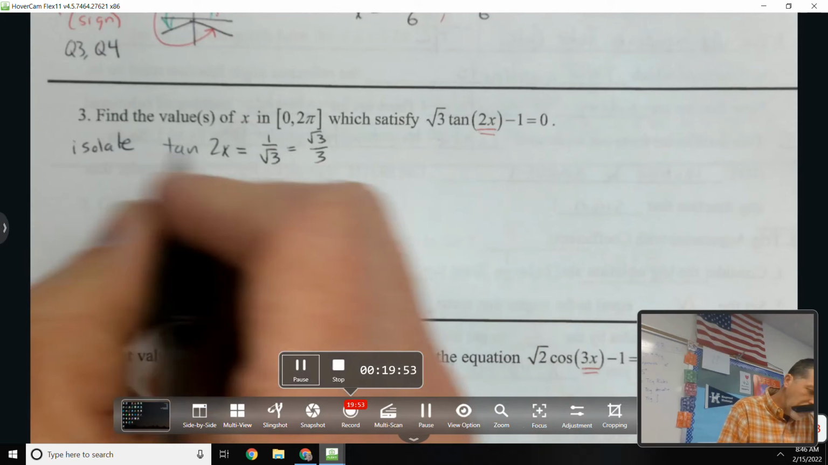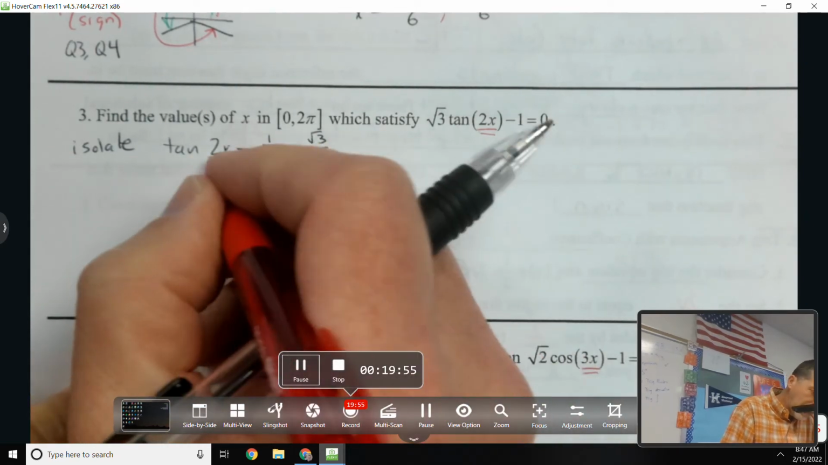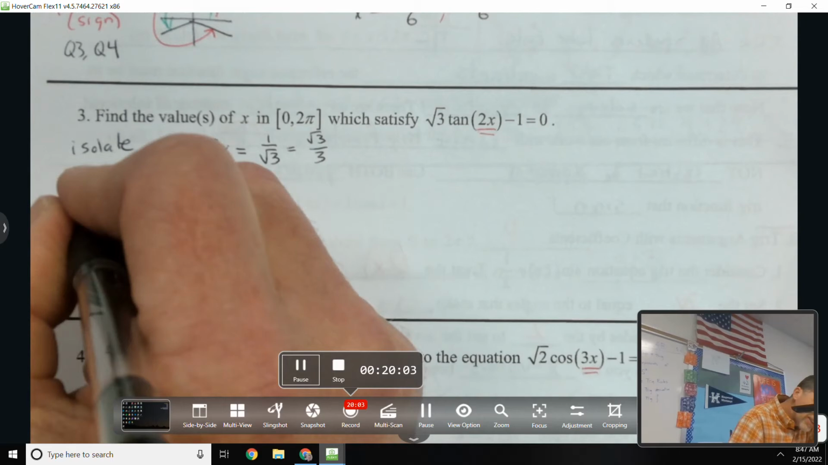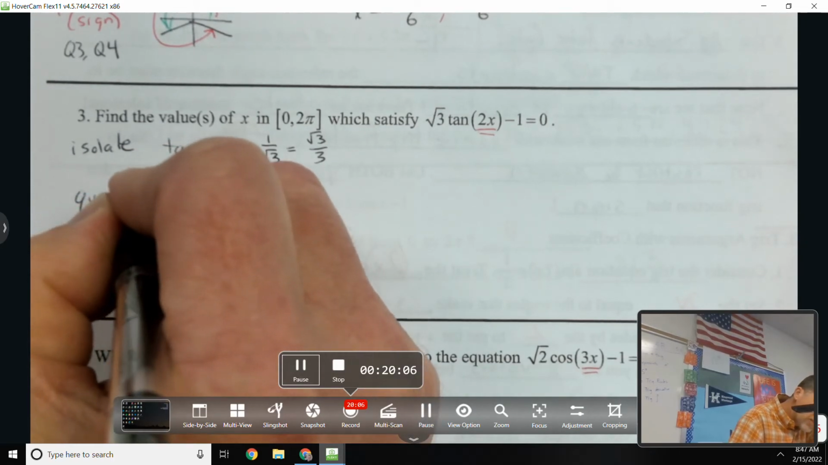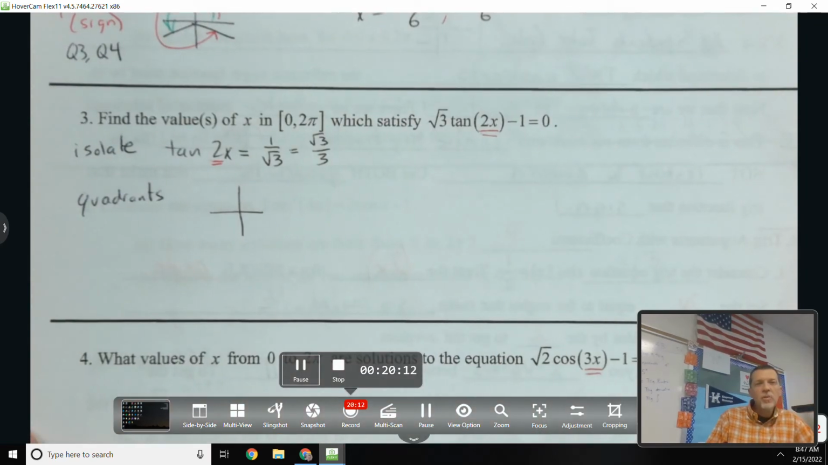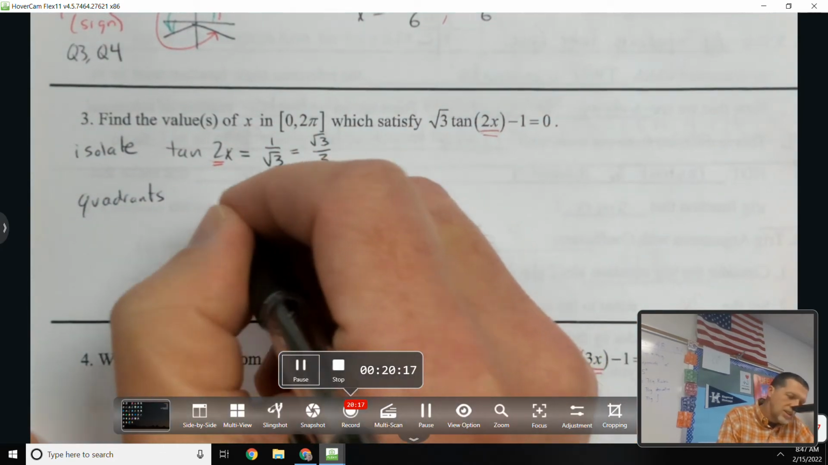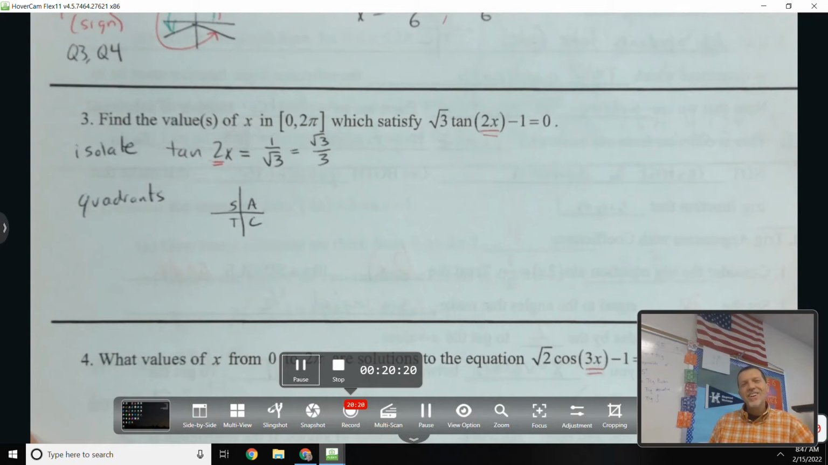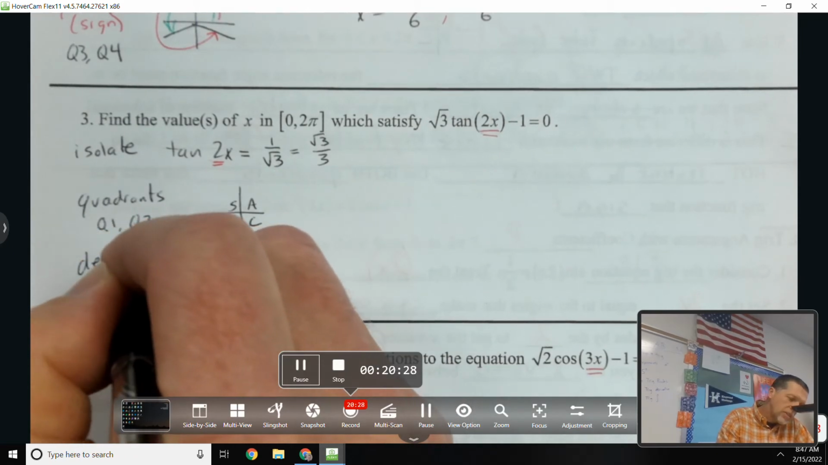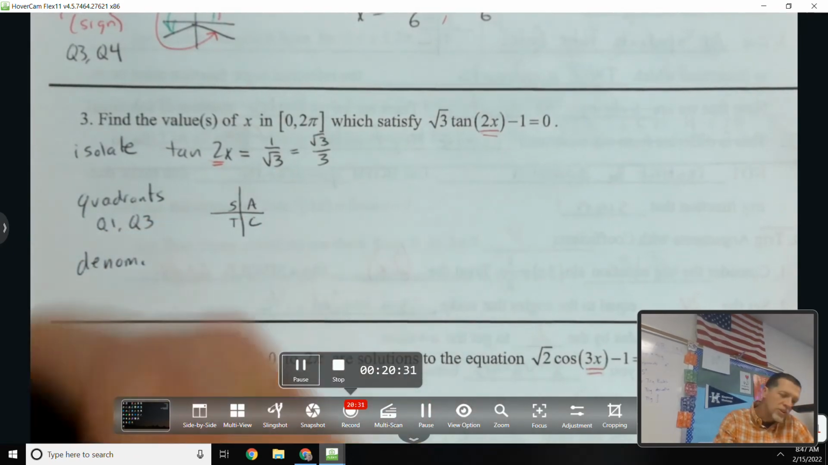Now we want to think about quadrants. Again, we saved the 2. I'm wary of this 2, but I don't worry about it until the end. I save it for the end. So I'm back to isolating, and then I'm thinking quadrants. So where is the tangent positive? Corners, 1 and 3. All students take calculus: 1 and 3. And then I'm thinking about denominators, or shallow, middle, steep. That's the same thing.